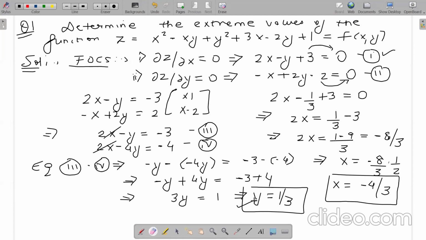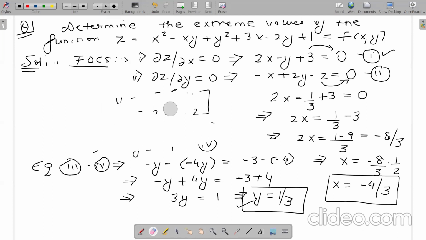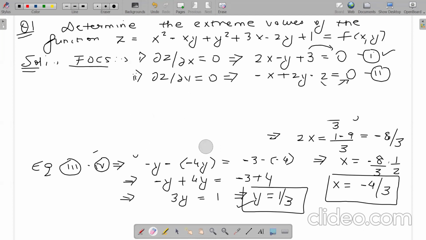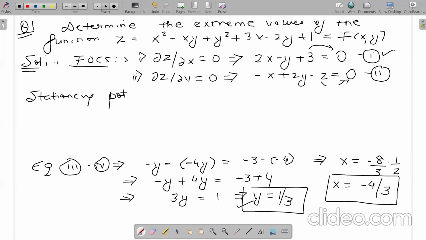So I can erase the initial part. Let me erase this particular part, the solving part. And I can write that the stationary points are x equal to negative 4 by 3 and y equal to 1 by 3. Now, once I have found out these points, we can work out the second order derivatives to classify whether it's a max or a min or a saddle point.